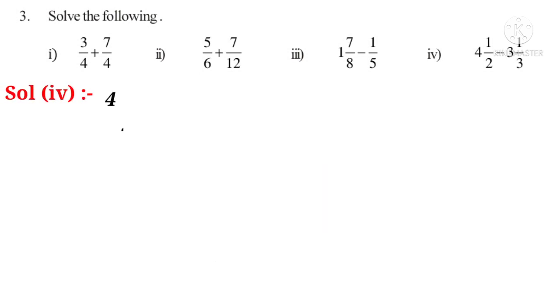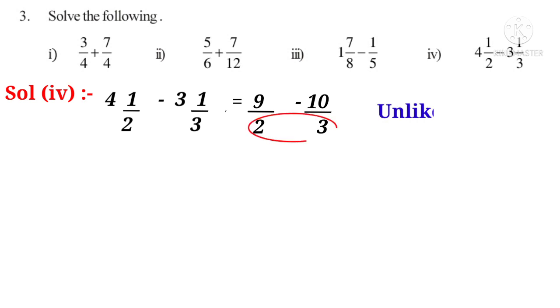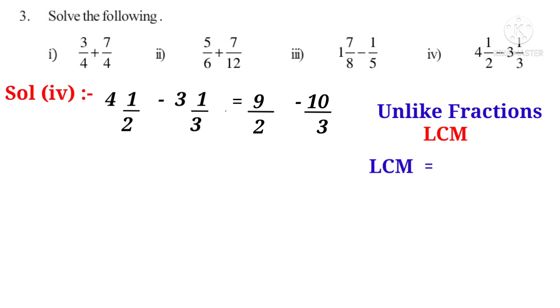Now solution 4. 4 1 by 2 minus 3 1 by 3. Both are mixed fractions, so let us convert them into improper fractions. 2 into 4 is 8, 8 plus 1 is 9, so 9 by 2. Minus 3 into 3 is 9, plus 1 is 10, so 10 by 3. The denominators 2 and 3 are different, so these are unlike fractions. So let us find the LCM. 2 and 3 are not divisible by any number, so their LCM is nothing but their product, 2 into 3, which is equal to 6.